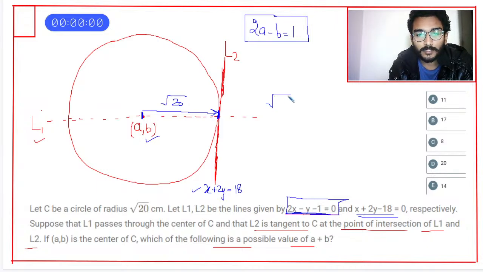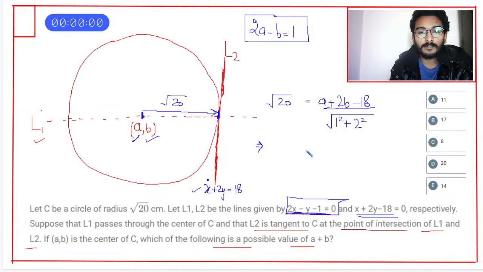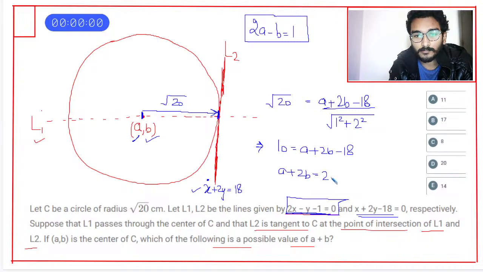So what will you do here? The distance, which is root 20, which is the radius, is equal to, you have to plug the value of x equal to a, y equal to b, minus 18 divided by square root of coefficient of x and coefficient of y. Do you remember the distance between a point and a line? It is 5, it is 10. So that's our relation. A plus 2b equals to 28.